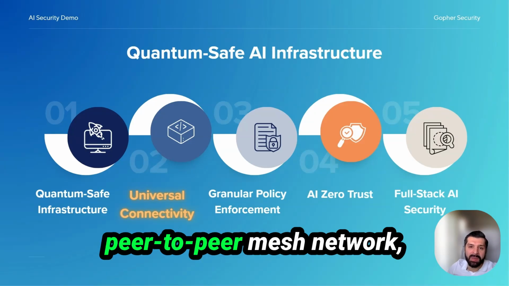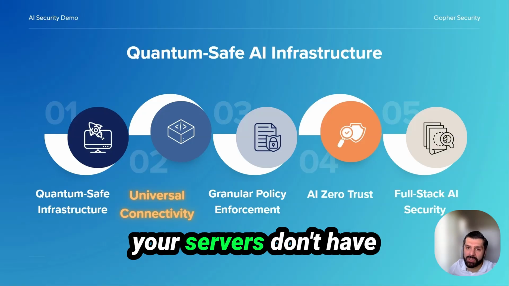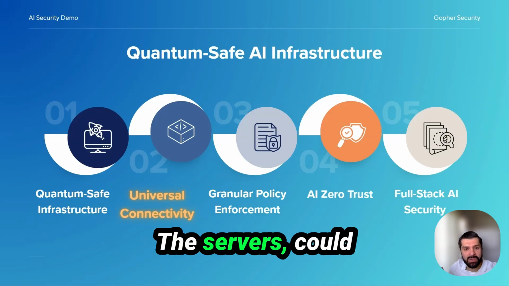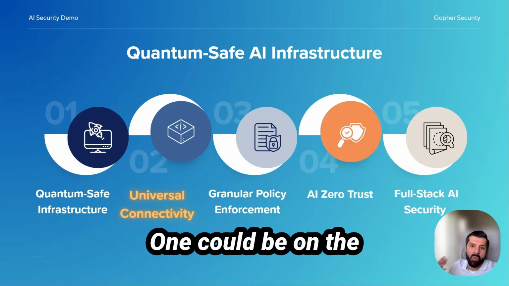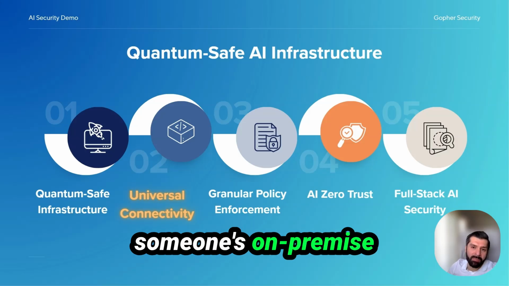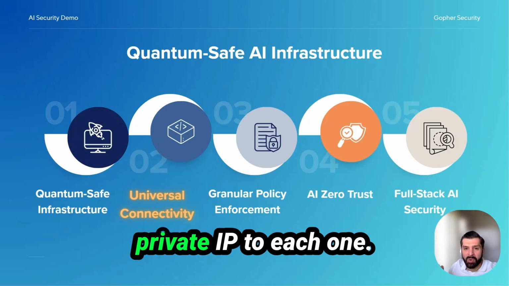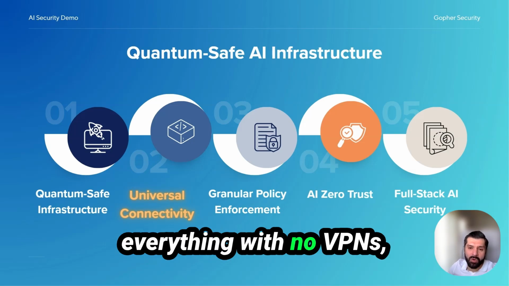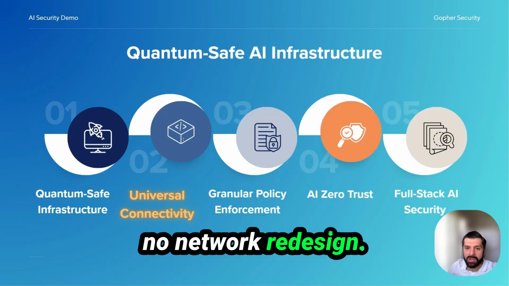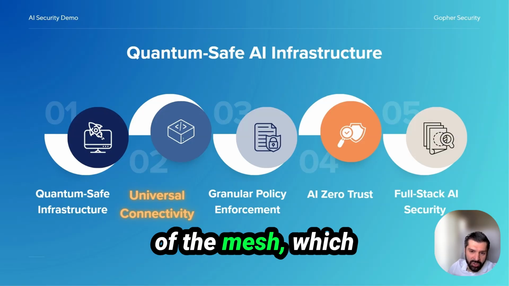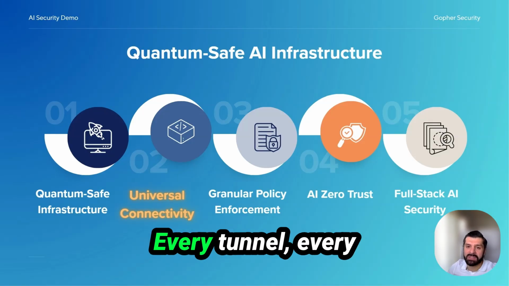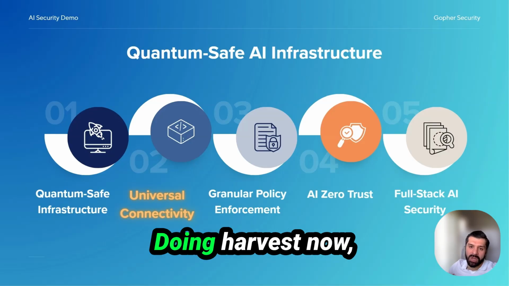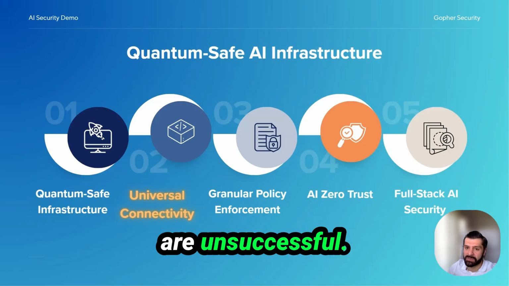Because this is a peer-to-peer mesh network, your servers don't have to be in the same cloud. They don't even have to be in the same country. The servers could be on AWS, on Azure, on a home lab machine, or in an on-premise data center. Gopher assigns a private IP to each one, creates an encrypted tunnel, and interconnects everything with no VPNs and no network redesign. Just install the Gopher app and they're part of the mesh, which creates high availability. Every tunnel, every connection, is post-quantum encrypted, so even state-backed actors doing harvest now, decrypt later attacks are unsuccessful.